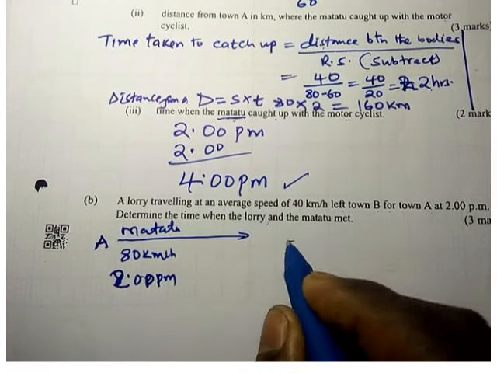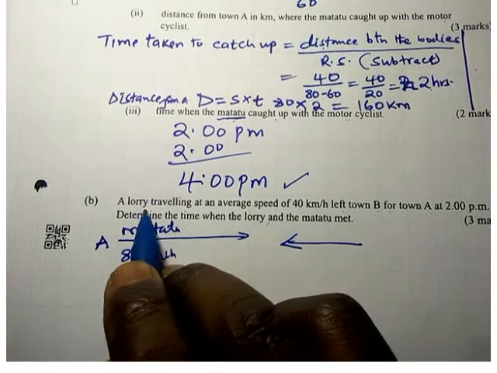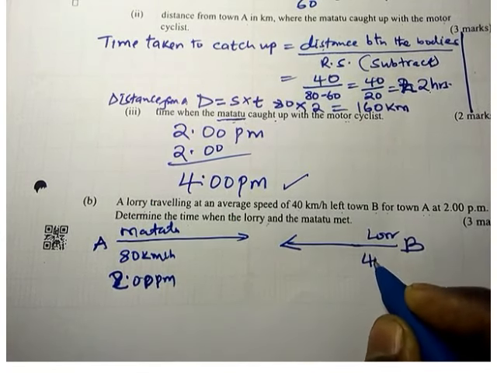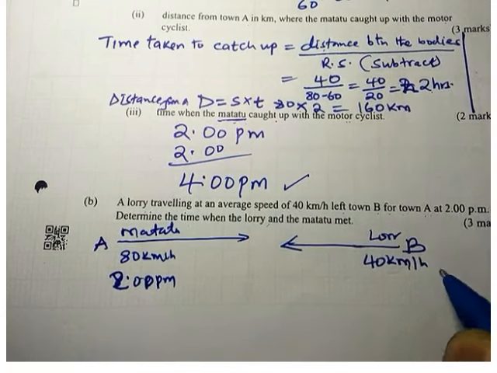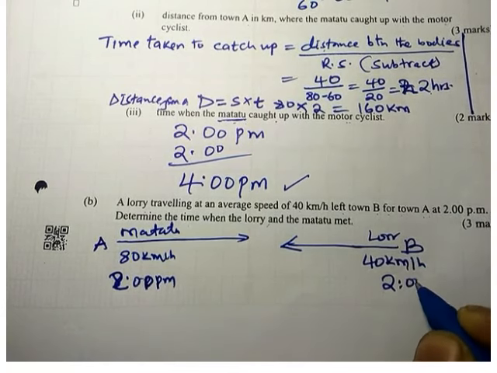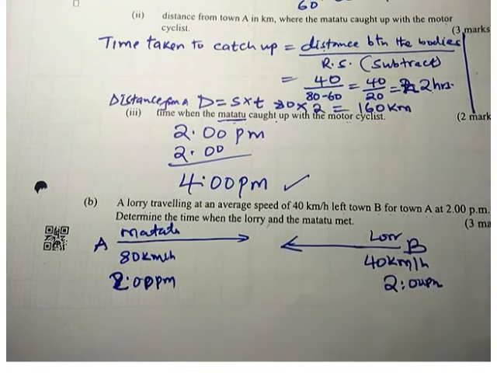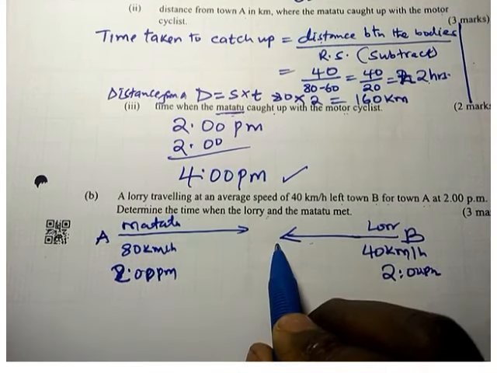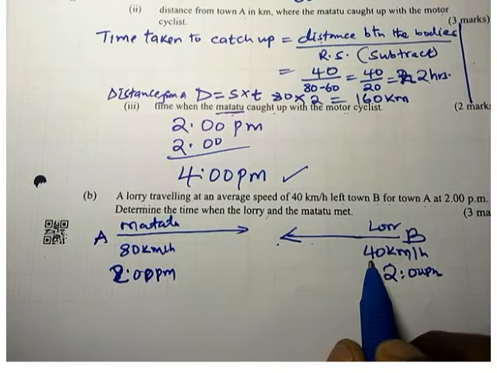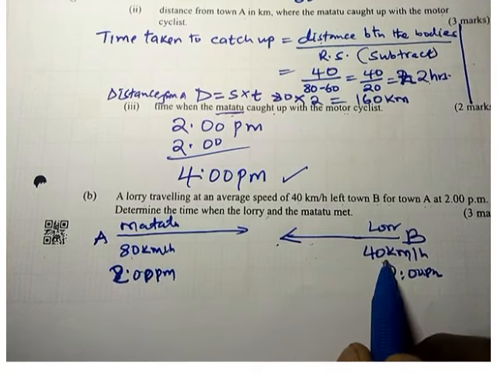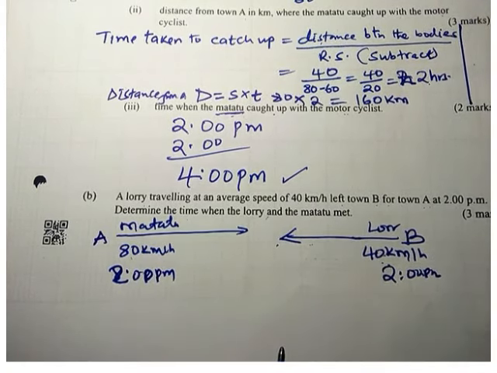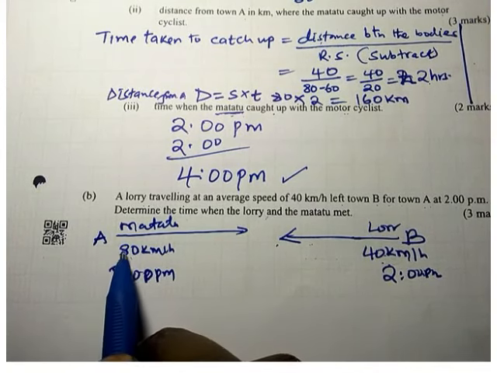There is another lorry coming from B at an average speed of 40 kilometers per hour, and it has also started at 2 p.m. They have started at the same time. So where are they going to meet? To get the time taken for them to meet, we add the relative speed, that is, you add the individual speeds. And both of them started at the same time.